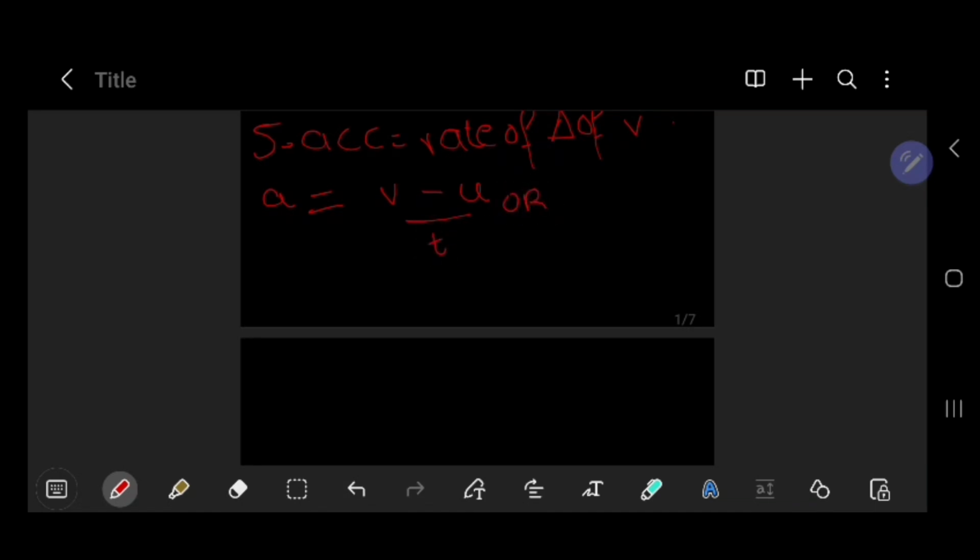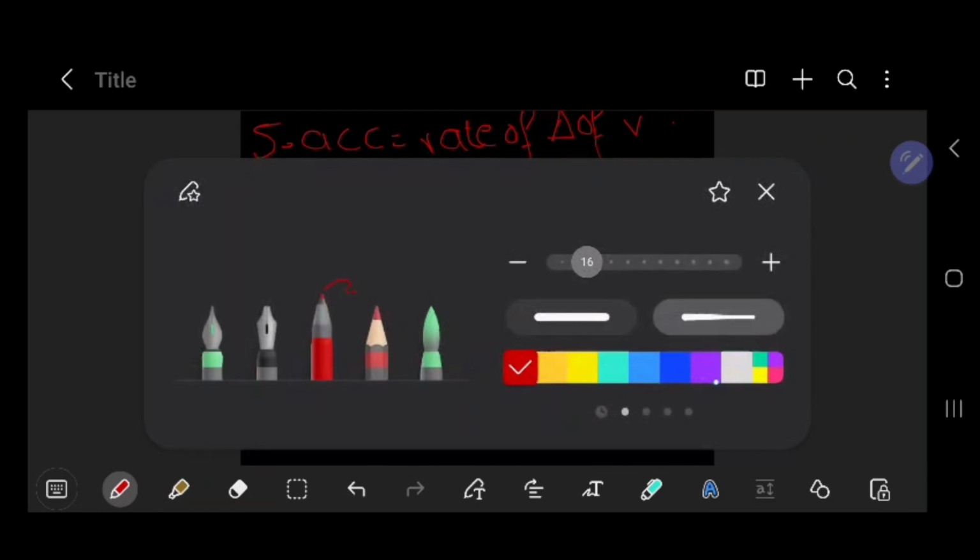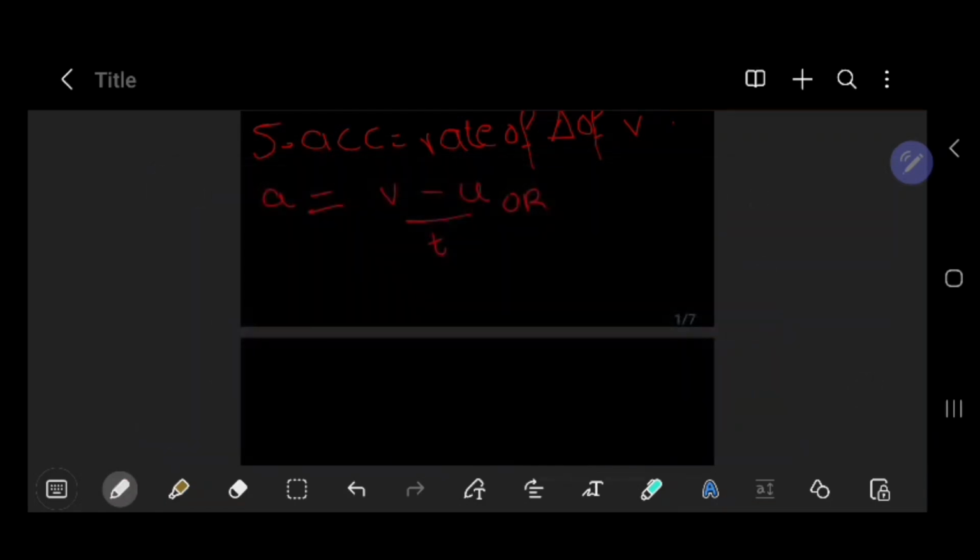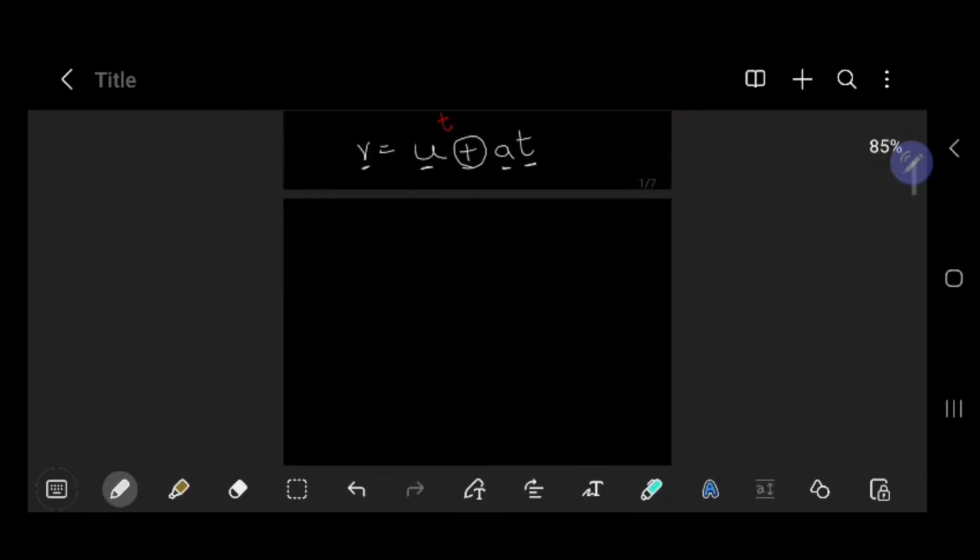Or the new formula which you have not learned in your O levels, which is an extremely important formula for your AS level, is v equals u plus at. v is the final velocity, u is the initial velocity, plus acceleration a and time t, which are getting multiplied. So now we have done the 5 formulas, most of which are from your O levels.